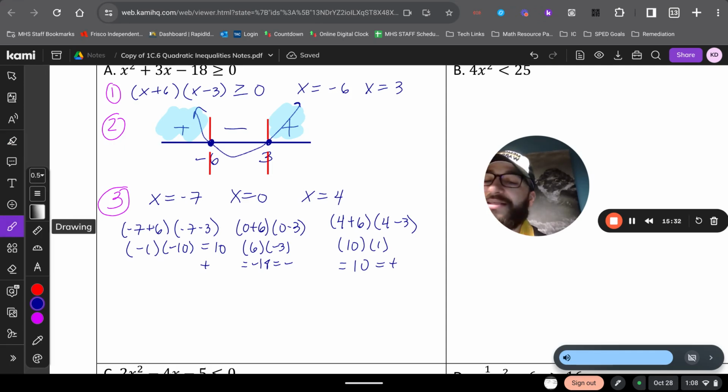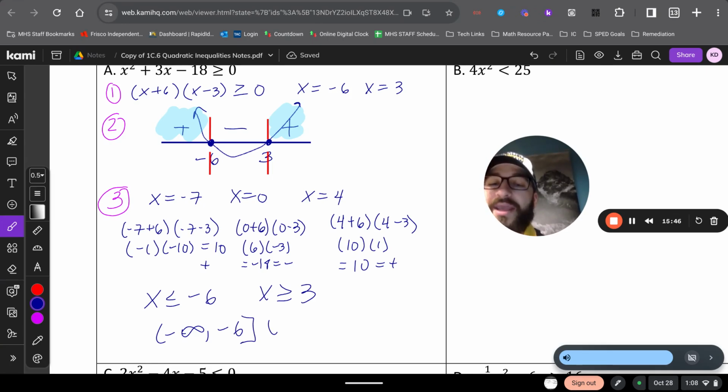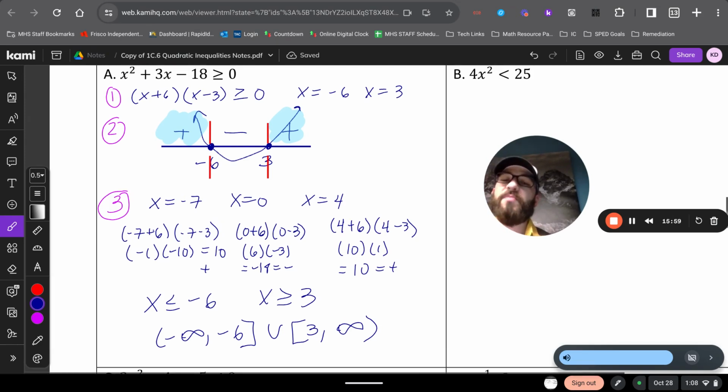So x is less than or equal to -6, and x is greater than or equal to 3. Or, of course, we could do -infinity to -6 with a bracket in union with bracket 3 to infinity. Remember that bracket represents including, if we want to do interval notation instead. So either of those would be perfectly fine.